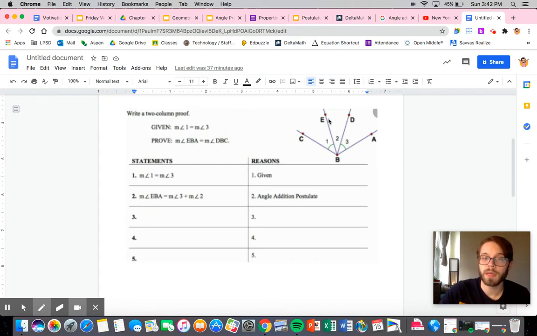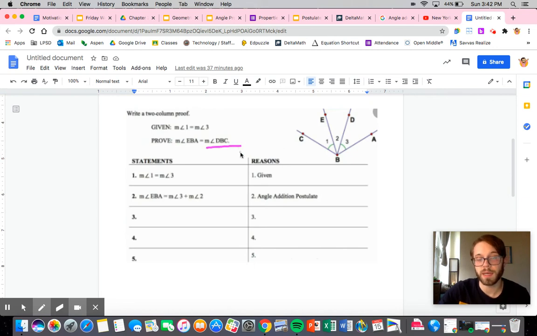All right, so our goal then is to prove that angle EBA and angle DBC are actually congruent. All right. So what do we have? We have that the measure of angle 1 is equal to the measure of angle 3. That's given to us. We also have the information from what somebody else would have started filling this in with, saying the measure of angle EBA is equal to the measure of angle 3 plus the measure of angle 2 by the angle addition postulate.